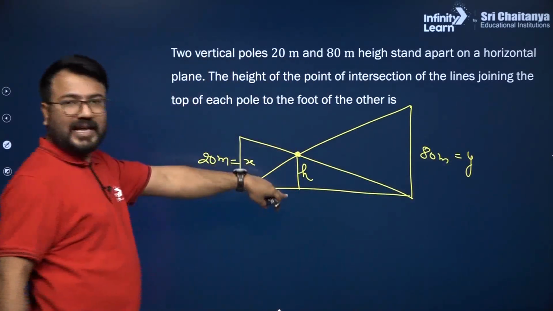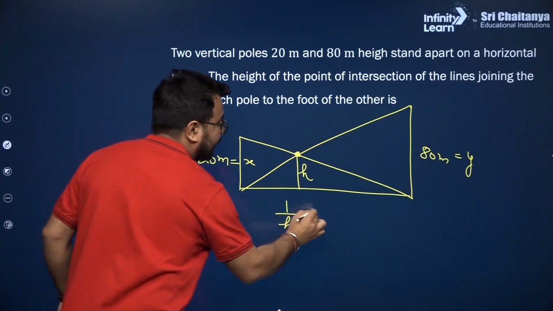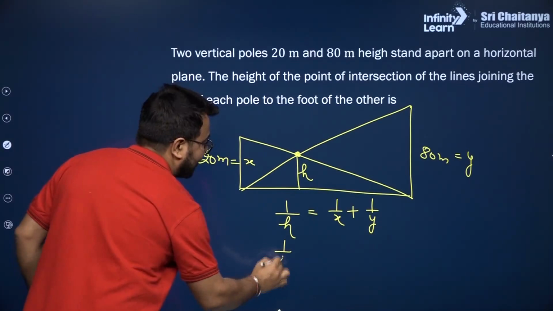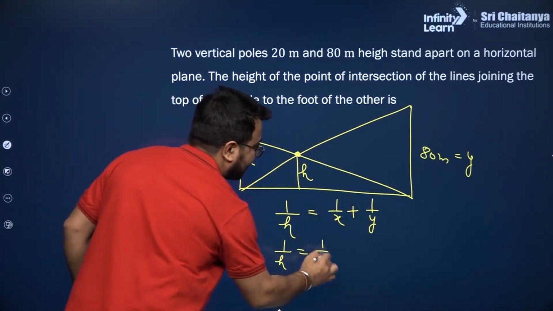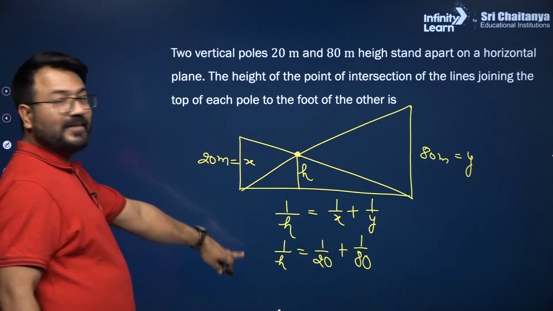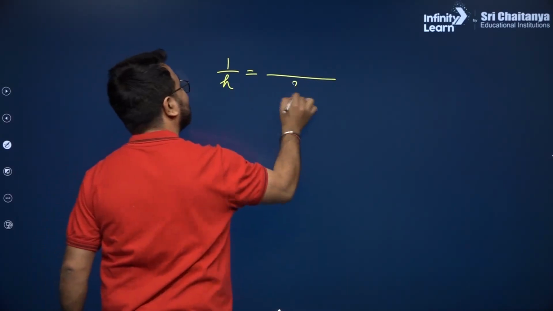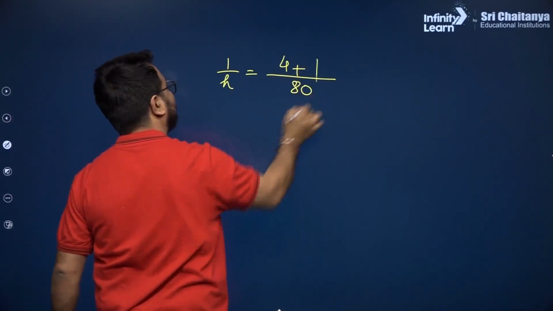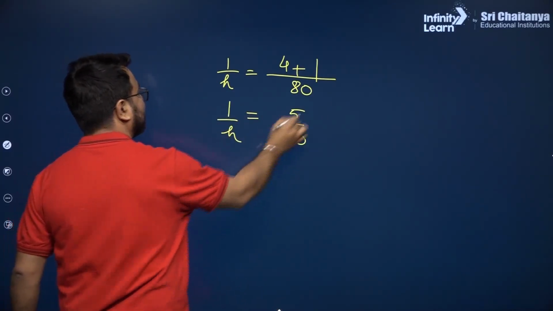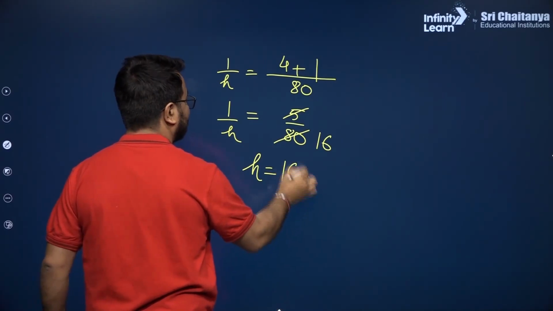So there are two triangles and you can apply trigonometry, but the final relationship that we obtain is 1 upon h equals 1 upon x plus 1 upon y. So if I want to get this height, I will write 1 by 20 plus 1 by 80. Basically I want to get the value of h from here. Okay. So 1 upon h will be, 80 will be the LCM. Here I will have 4, here I will have 1. So this will become 5 upon 80. This will get cancelled. Hence the value of h will be equal to 16.